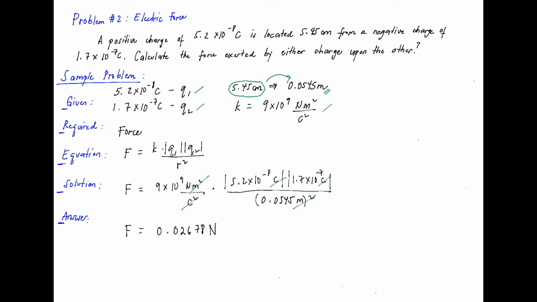And then rounding off to two significant figures, since in the problem we have two significant figures, our final answer must be in two significant figures, and therefore it is 0.027 Newton. Take note that this force is very weak, 0.027 Newton, as compared with the other forces of attraction.